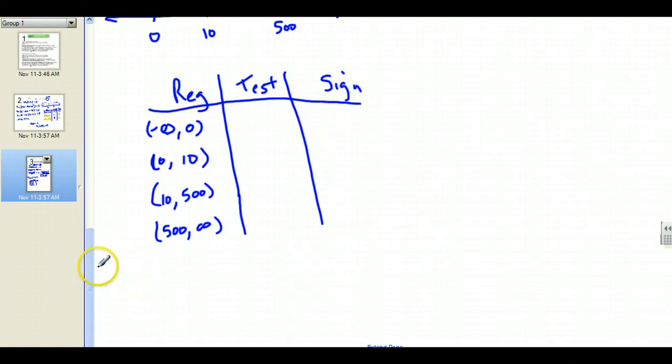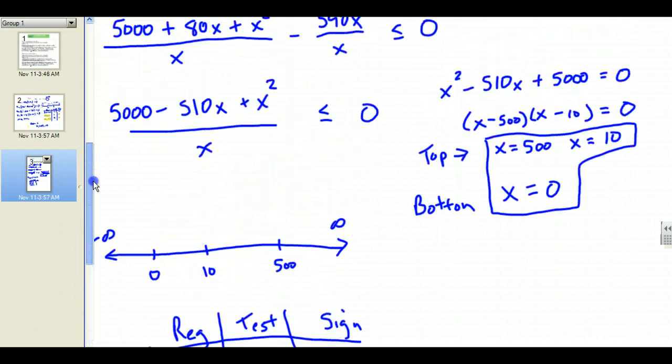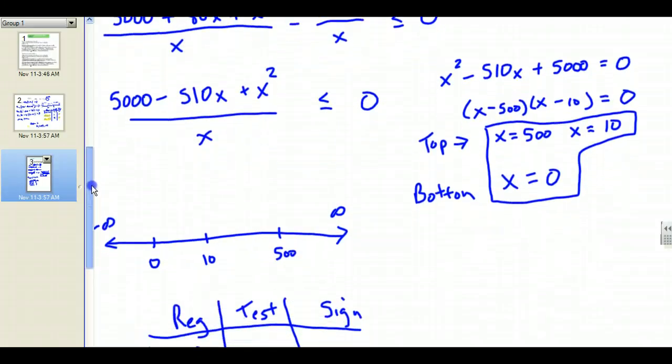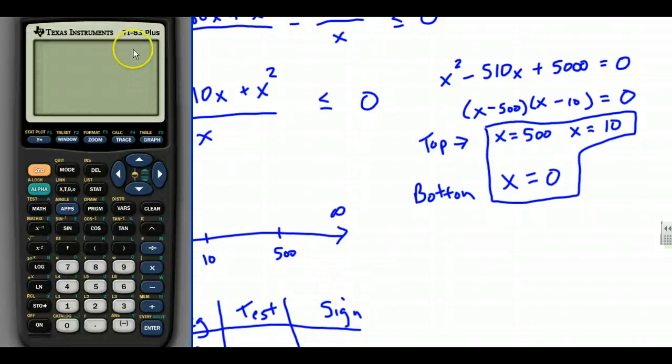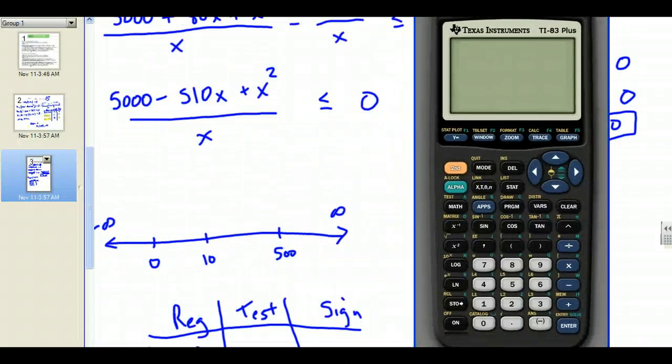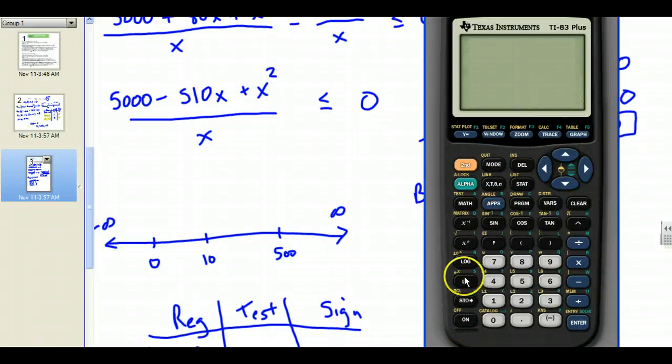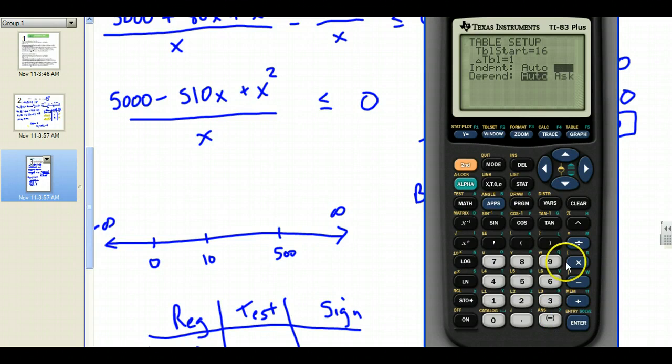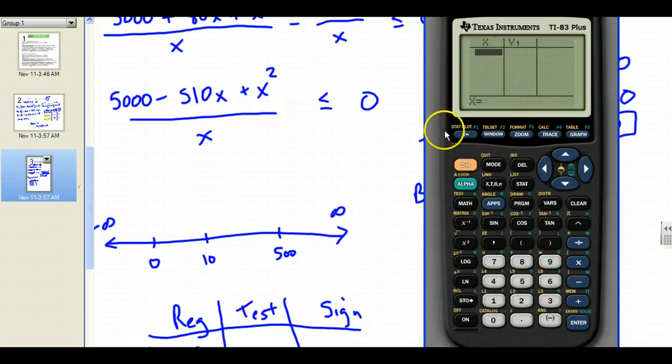Now, I didn't show you this last time just because it was pretty straightforward, but with this one, I'm going to show you how you can use your calculator to help you. Go to your y equals and put this in your calculator. Then go to your table set, which is second window, come down to independent and switch that to ask. Now when you go to second table, it's blank, and we can put in whatever we want.